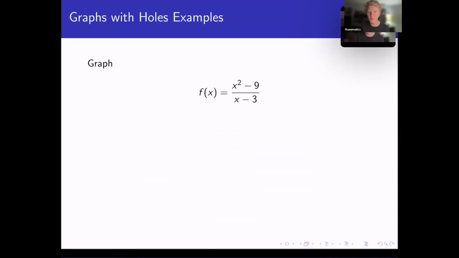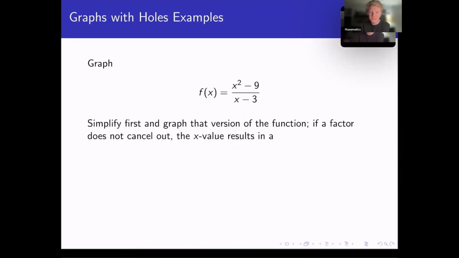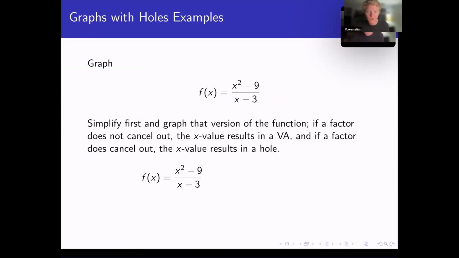Okay, well, let's graph with some holes now. So holes occur at the locations where factors cancel out. So let's start by simplifying. So simplify first. If a factor does not cancel out, it's a vertical asymptote. But if a factor does cancel out, it is a hole. All right, so x squared minus 9 is x plus 3 times x minus 3, and we can cancel out x minus 3.